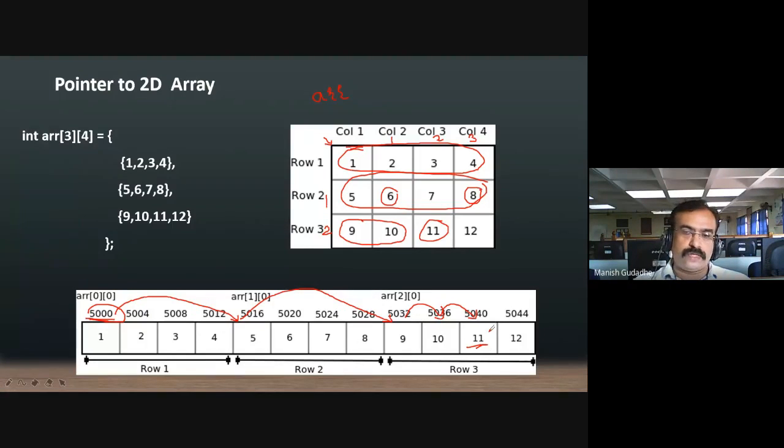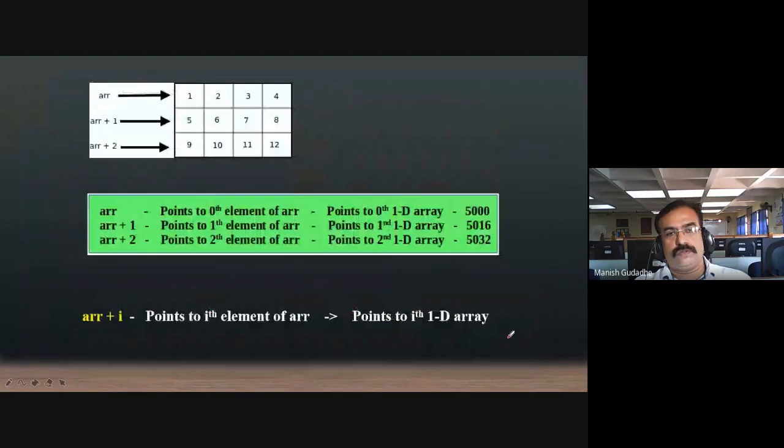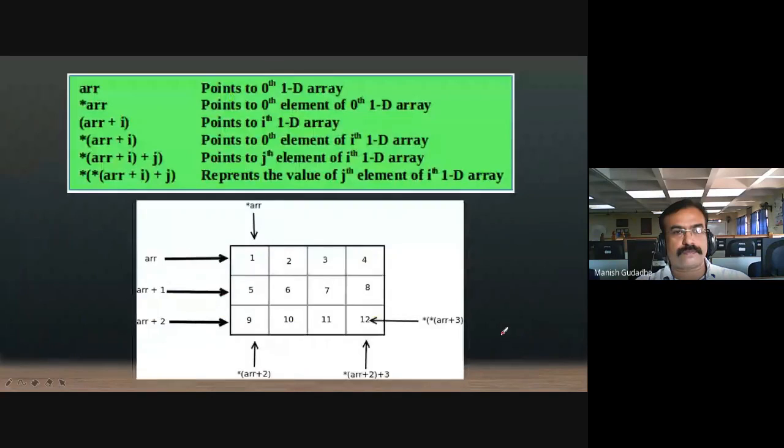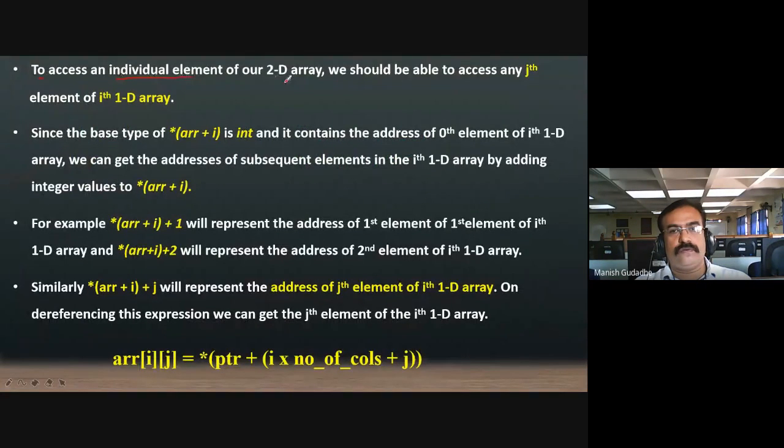So coming back to this, whenever I am planning to access an individual element of a 2D array, I need to be careful about calculating what array jumps we need to take and what element jumps we need to take. So to access an individual element of a 2D array, we should be able to access the jth element of the ith 1D array. Okay, like the first element of the second row, the third element of the first row. So the jth element of the ith row. A row is what? A 1D array. So we are trying to access the jth element of a 1D array.